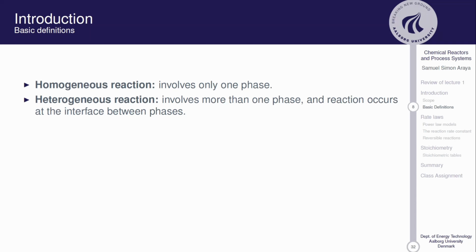A heterogeneous reaction, on the other hand, involves more than one phase, and the reaction occurs on the interface between phases. A typical example could be the presence of a catalyst in a plug flow reactor, which then becomes a packed bed reactor. In that case, for example, you have gases flowing over the catalyst, and the reaction happens at the interface between these two phases.